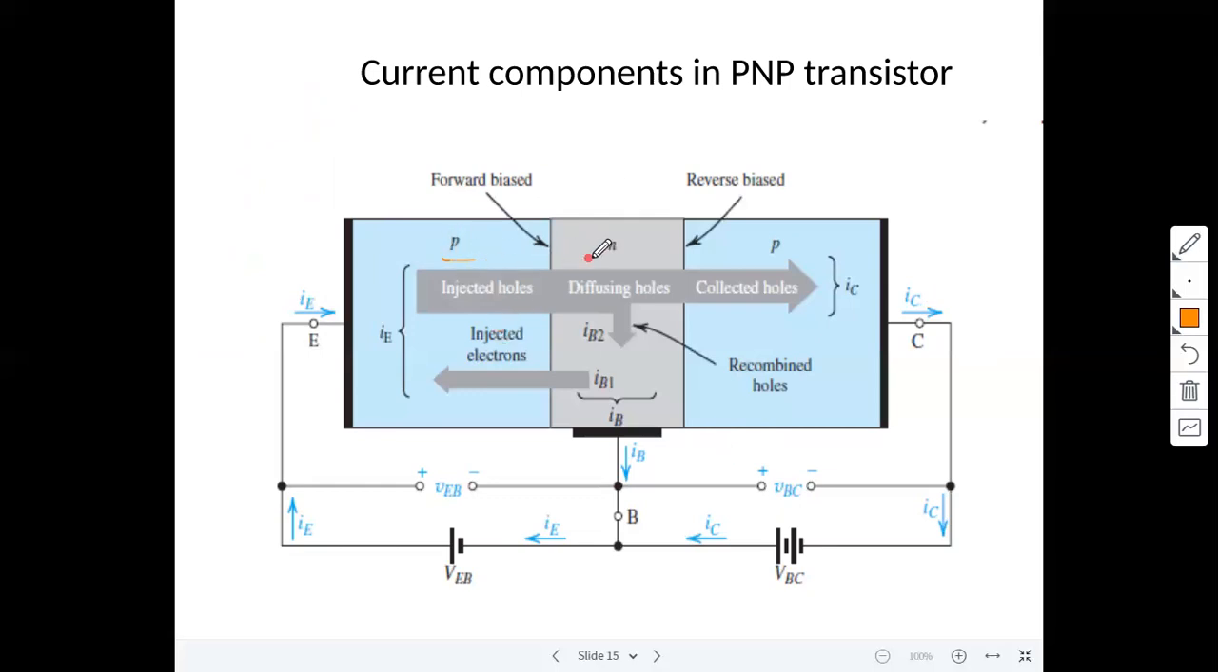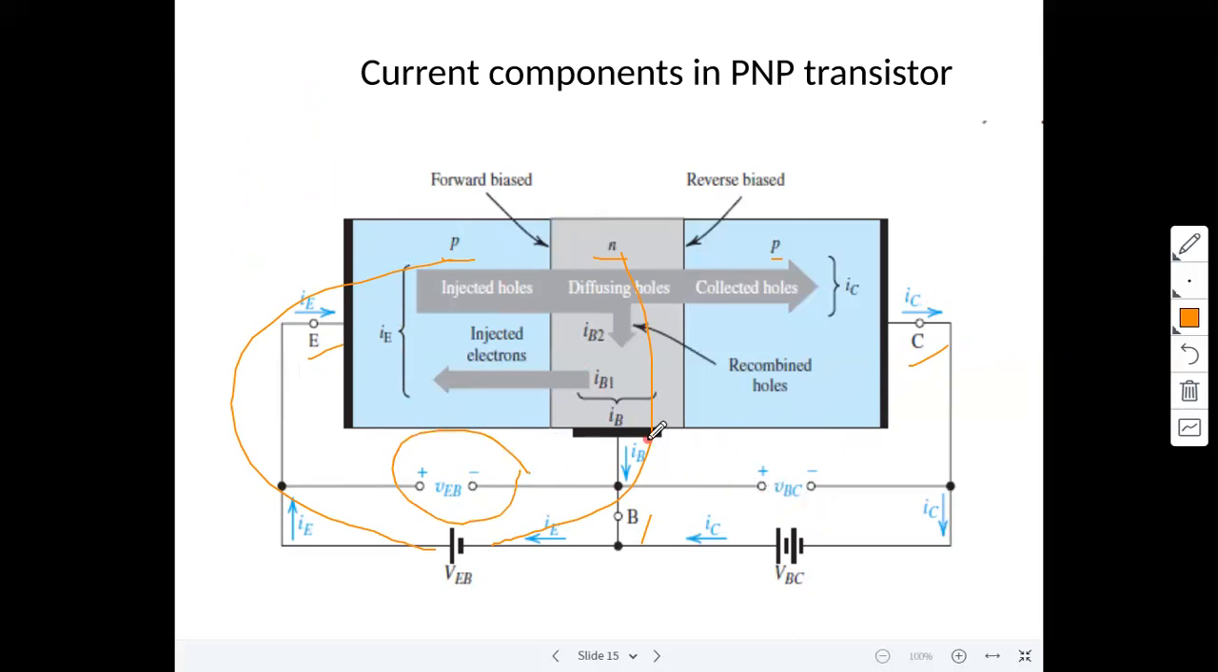Okay, observe here, this is PNP. Here it is the emitter terminal, base terminal, and collector terminal. Here in forward bias, what is here? The emitter-base junction should be forward biased. In active region, the emitter-base junction is forward biased, so the emitter, which is P type, is connected to the positive, and here the N type is connected to the negative, so this one is forward biased.